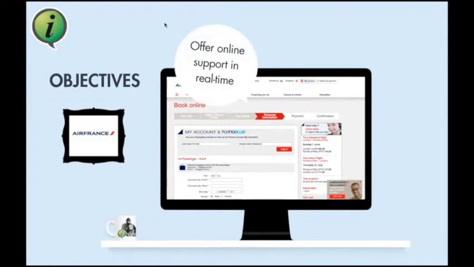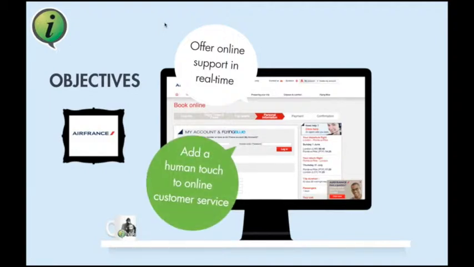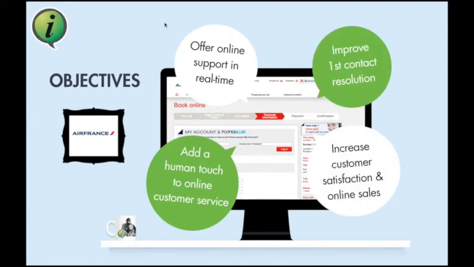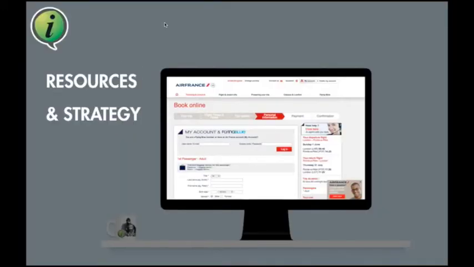Their objectives with live chat was originally to offer online support in real time, to add a human touch to online customer service, and then more tangibly to improve first contact resolution and increase customer satisfaction in online sales. So how did they go about achieving these objectives?